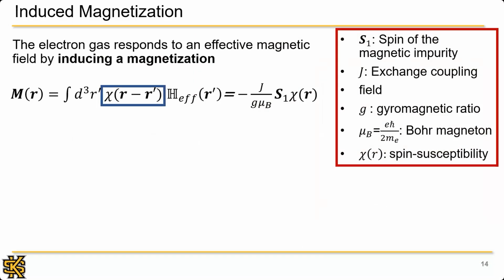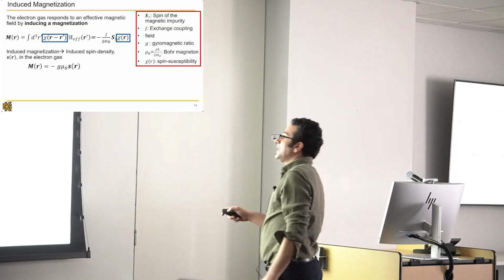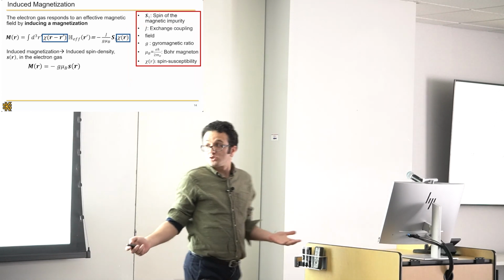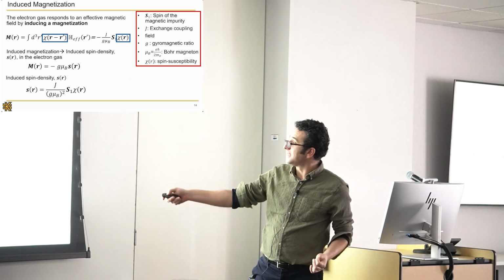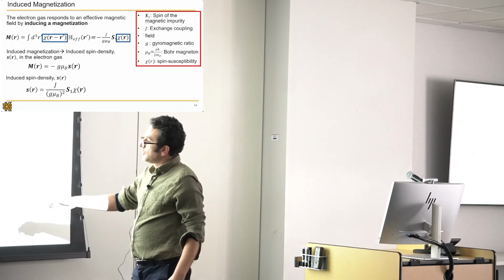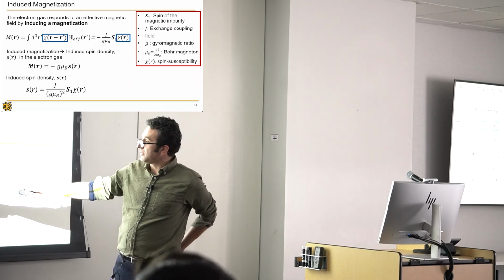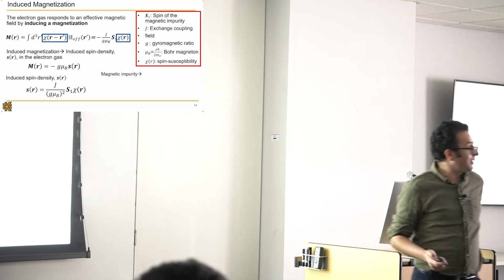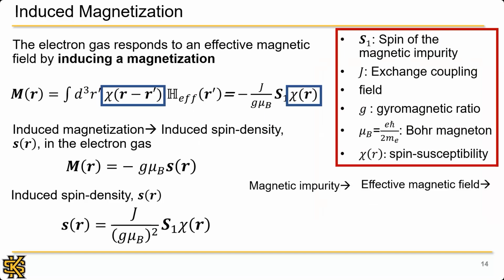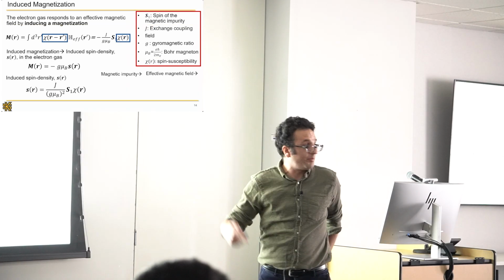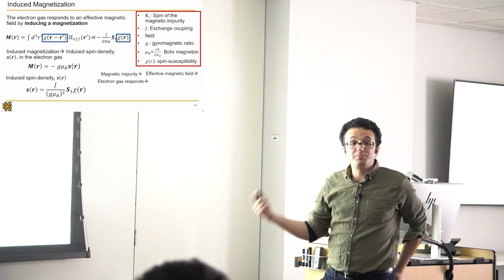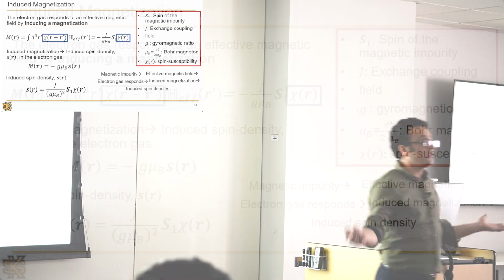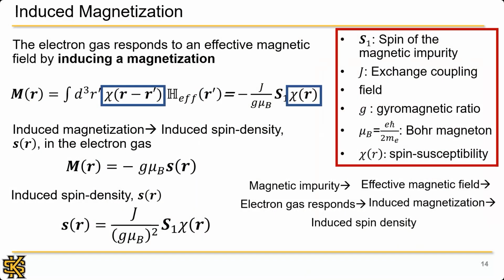Okay, so now an induced magnetization will lead to the induction of a spin density in my metal. So this spin density, if I compare both formulas, is directly proportional to the first impurity, the external impurity, and the spin susceptibility of the metal. To summarize, if I add an additional magnetic impurity to a metal, there will be an effective magnetic field felt by the electrons of the metal. Then the electron gas will respond by generating an induced magnetization and consequently an induced spin density. Okay, so this is what happens.